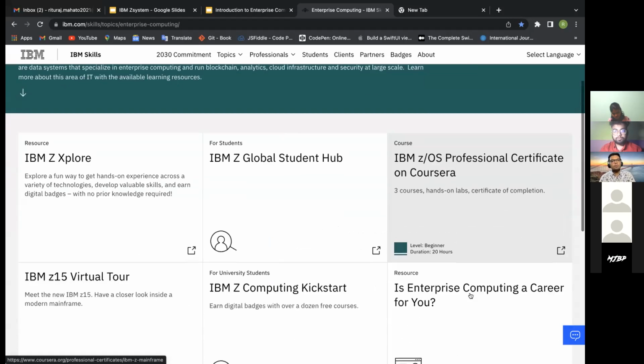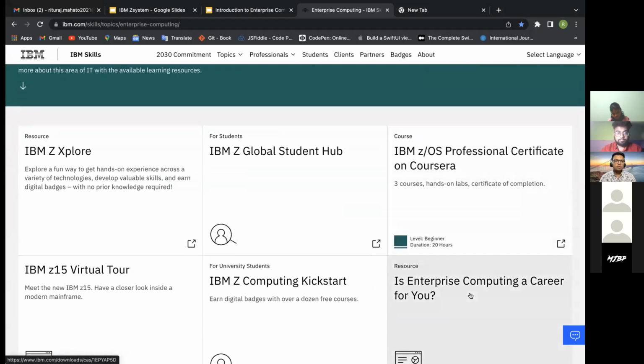So how do we start with all these things? IBM Z Explore is one way to get started, and the fun fact again is you don't need any prior knowledge. Prior knowledge is always a good thing, but it's not essential to get started with the IBM Z mainframe systems. For students specifically, we can join the IBM Z Global Student Hub for upcoming opportunities for our career.